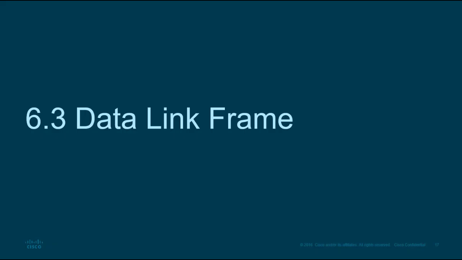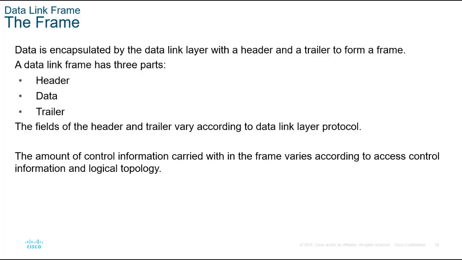This last topic in Module 6 discusses the journey of a data link layer frame as it moves through a network. The structure of a data link layer frame will depend on the Layer 2 protocol in use, but a frame basically has three parts: a header, some data, and a trailer. When the network layer above hands a packet to the data link layer for transport, the data link layer prepares the encapsulated data for transport from the local NIC to the next NIC down the line by encapsulating the packet with a header and a trailer to create a frame.